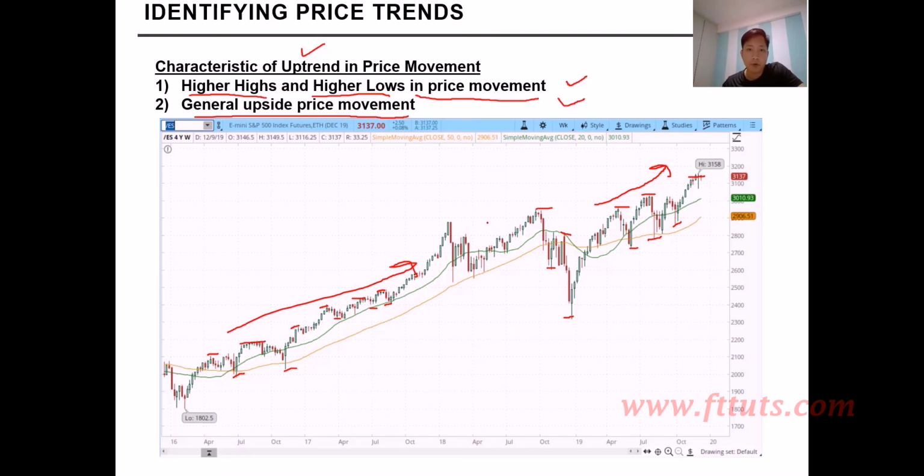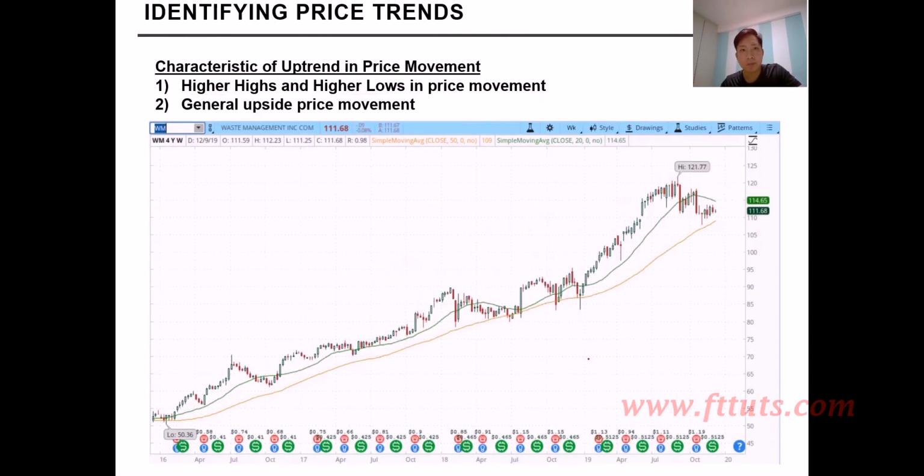Okay, if you cannot determine whether it's higher highs or higher lows, or whether it's upside or downside general price movement, then most likely it will be a sideways market. Okay, when in doubt, it's usually a sideways market, because if it's trending up nicely, it should be clear, it should be distinct, it should be obvious to you, or a downtrend market. When it's in doubt, usually it's a sideways market.